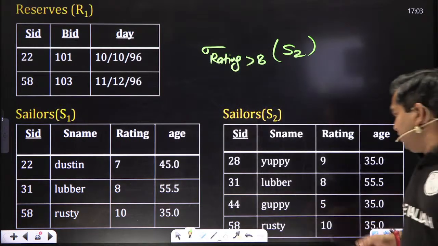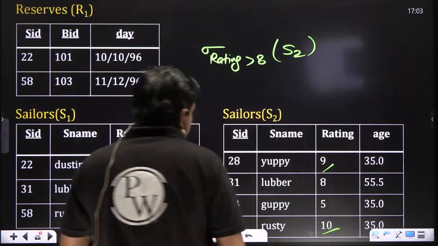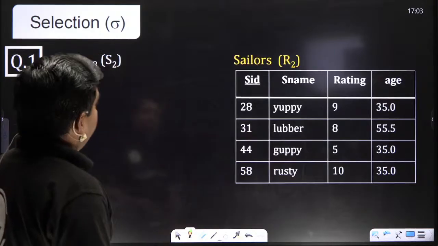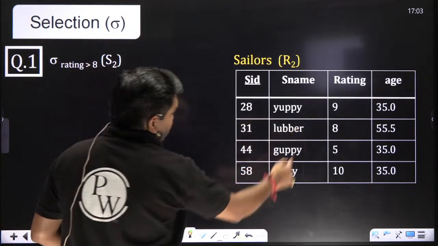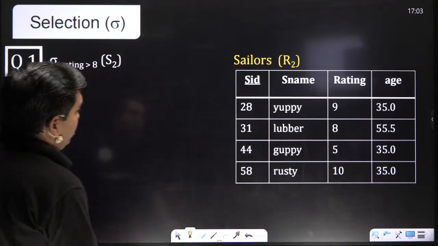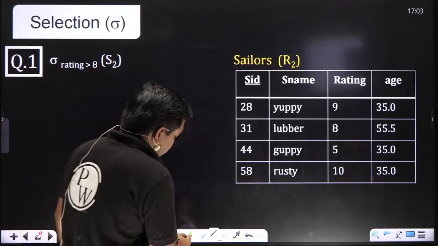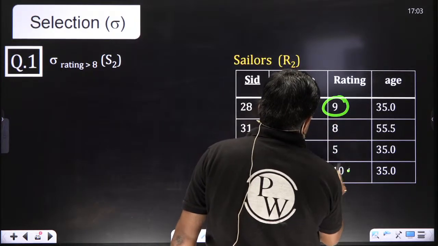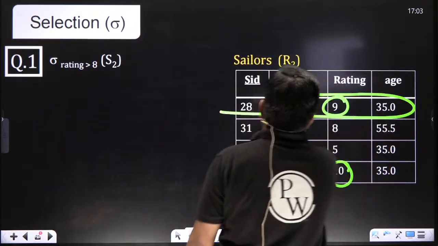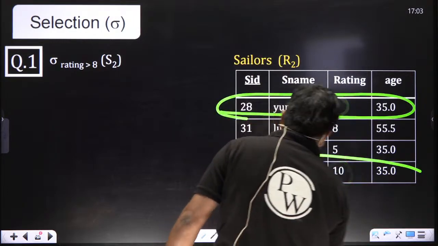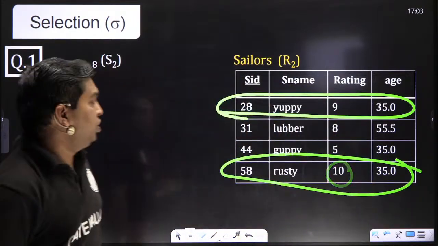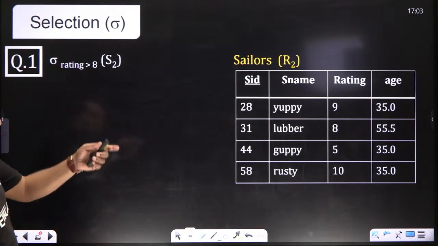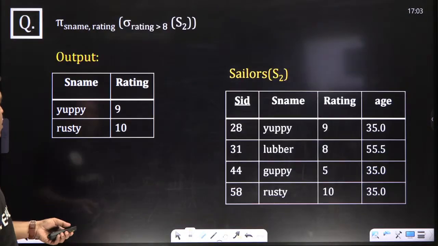Rating greater than 8: this one and this one, 28 UP and 58 Rusty. If you apply this condition on this table, you will get these two tuples, 28 UP and 58 Rusty.